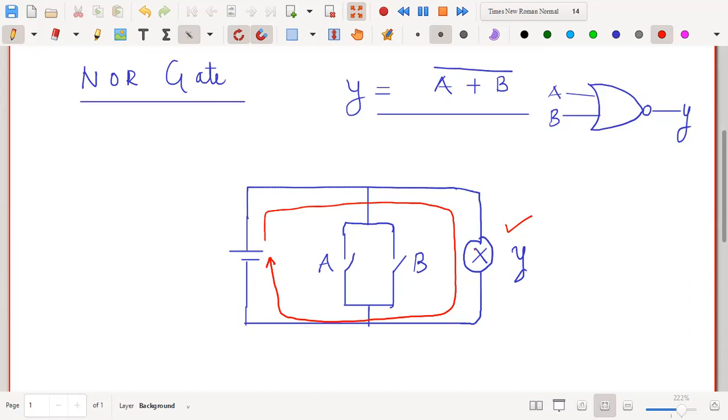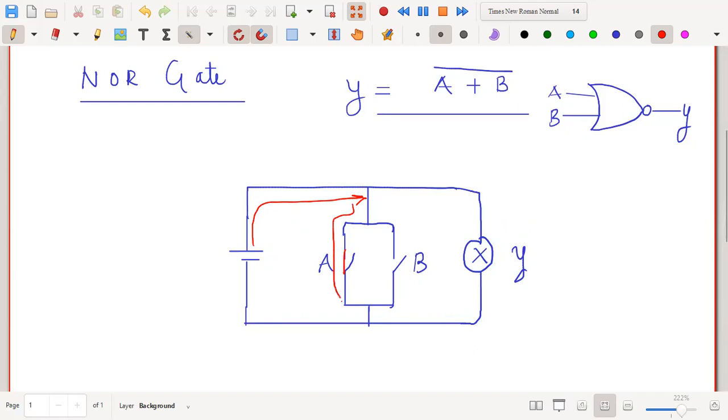Now when any one of them is 1, let us say when A is 1, what happens? Current will come here and it has two paths to go. One is along this one, which has the higher resistance, since of course there would be some load, some resistance, here. And the other is the path through A, which has no resistance. So of course the current will flow through this less resistance path and complete the circuit like this. In that case, the bulb will not glow. The same thing will happen when B is closed.